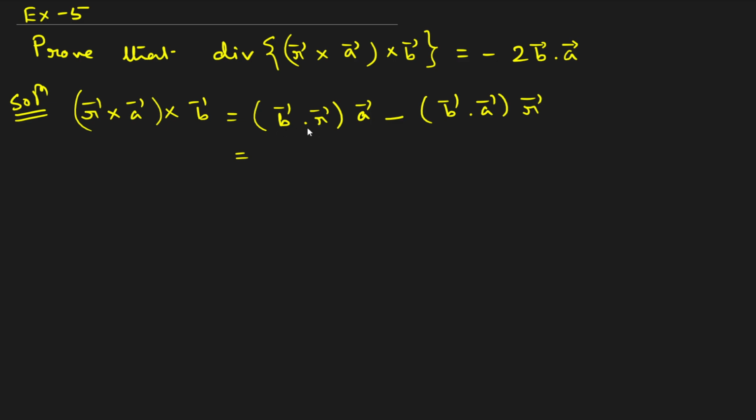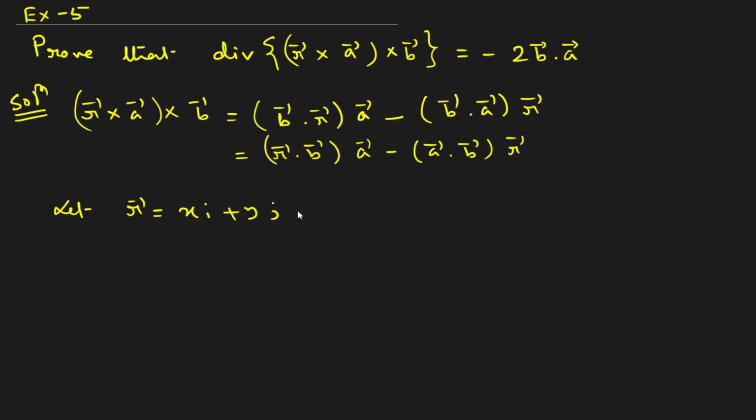Now we know that the vector dot product is commutative. So b dot r, we can write r dot b a bar, and this we can write a dot b r bar. Now let us suppose that r bar is equal to x i cap plus y j cap plus z k cap, and b bar we can choose like this: b1 i cap plus b2 j cap, and then b3 k cap.